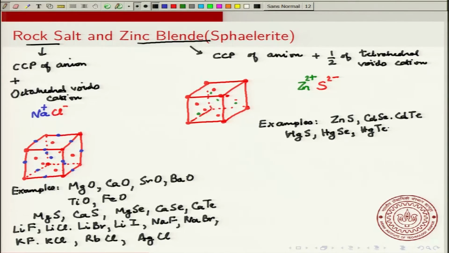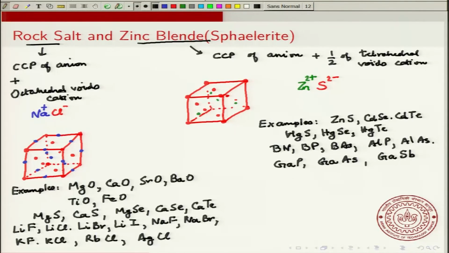Then you also have these 3-5 compounds, that is group 3 and group 5. So, for example, you have boron nitride, boron phosphide, boron arsenide, aluminium phosphide, aluminium arsenide, gallium phosphide, gallium arsenide. You also have gallium antimonide, indium phosphide, indium arsenide, indium antimonide.